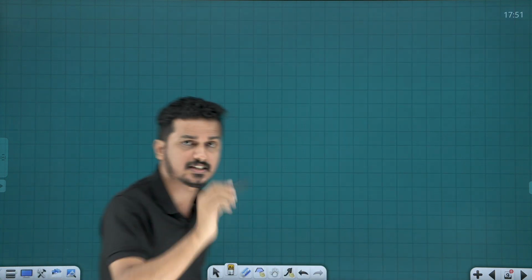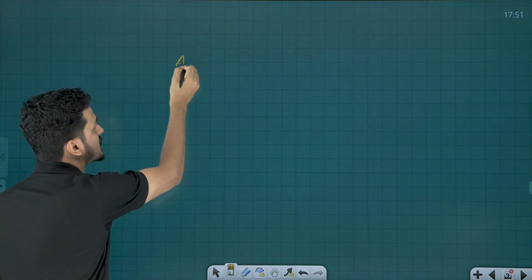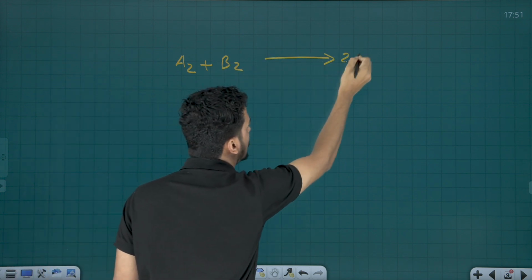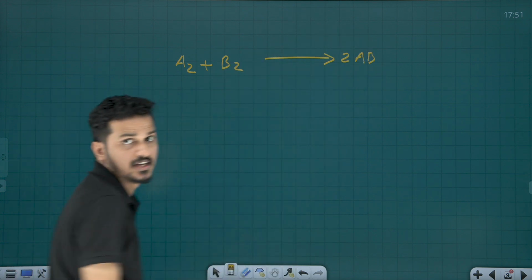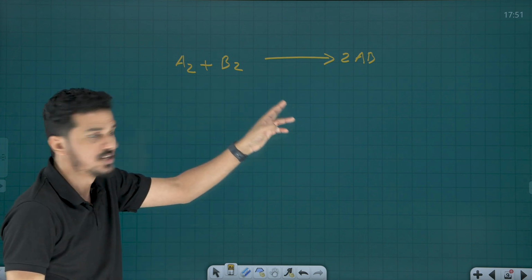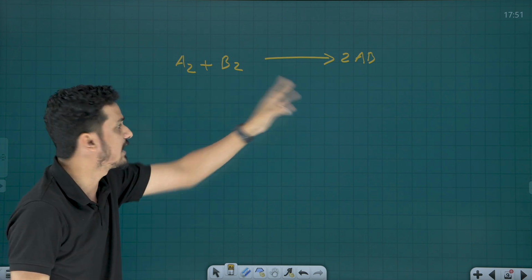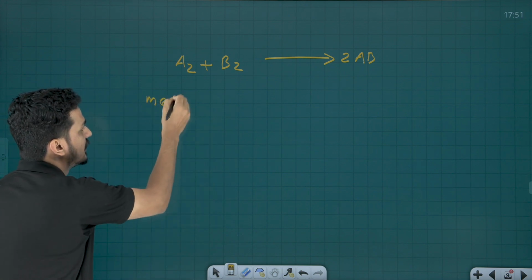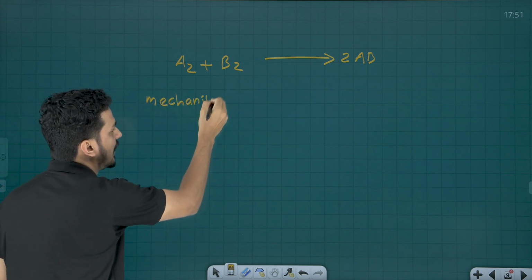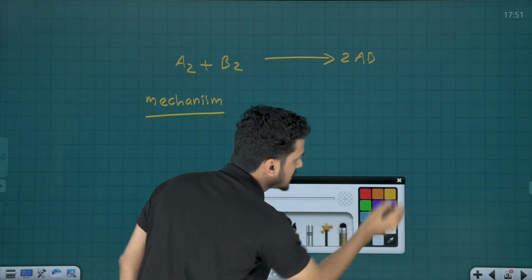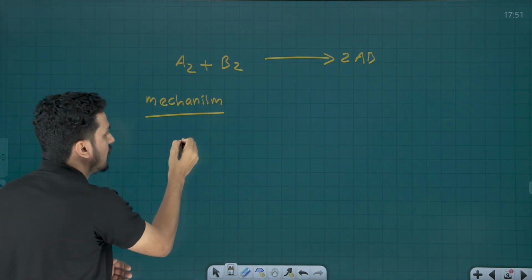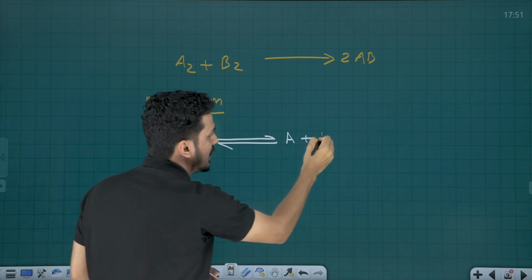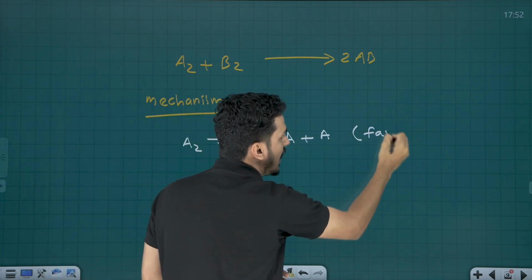Example, let me show you. Suppose this is the reaction: A2 plus B2 gives 2AB. This is the reaction we are having. But the problem is that in this reaction, they are giving the mechanism. This reaction is taking place like this: first A2 reversibly gives A plus A. This is a fast step.